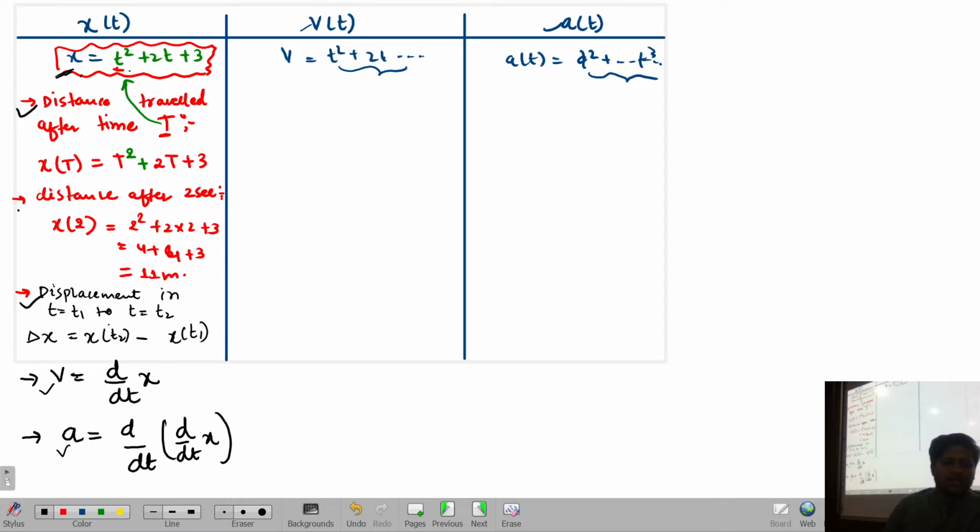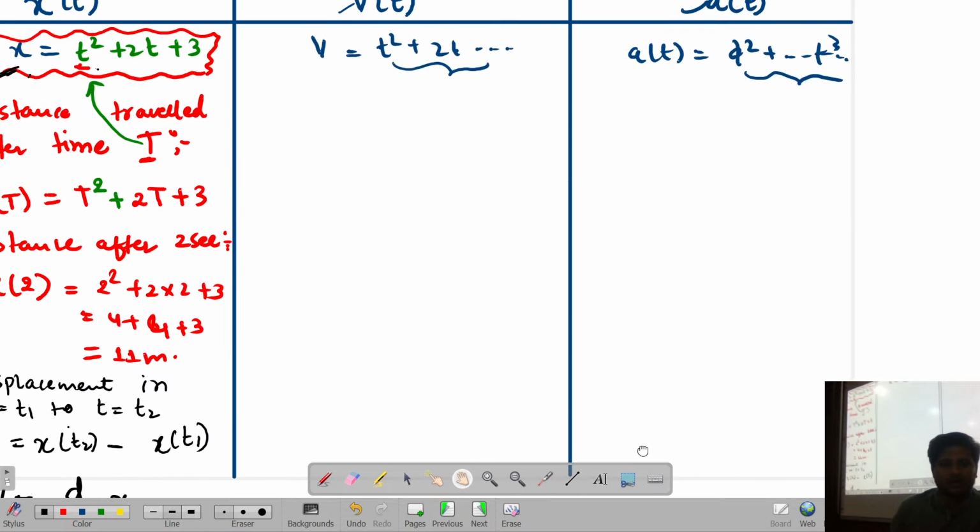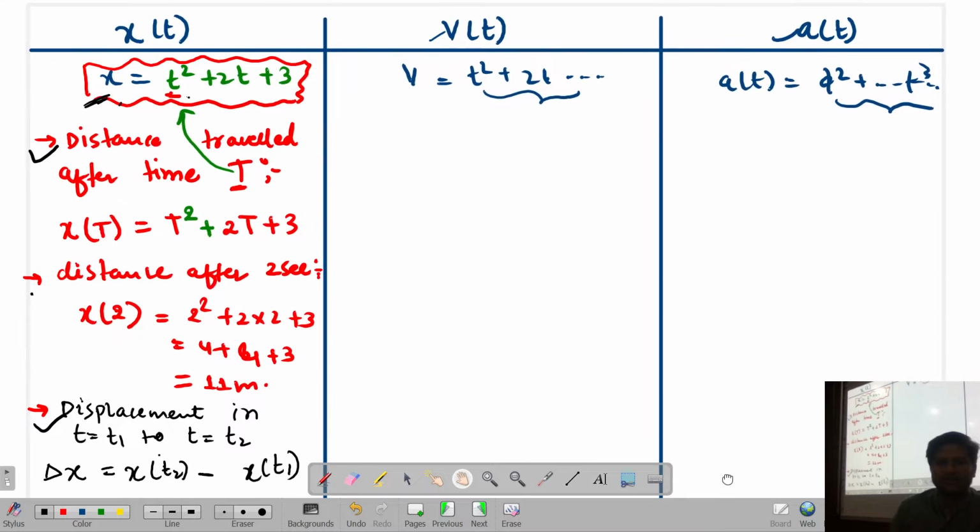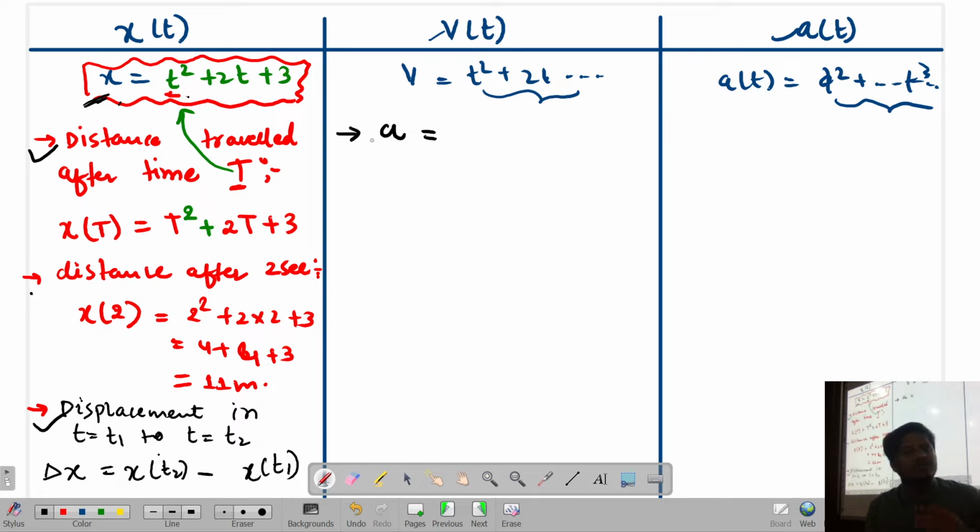Okay, now look over here. Moving to the next part, the velocity-time equation. If your velocity is given dependent upon time, and someone asks you about the acceleration, since velocity is varying, what is the acceleration of the body? What you are going to do is just differentiate d by dt of velocity, and you will get the acceleration.